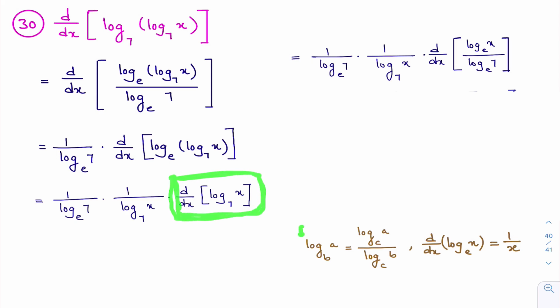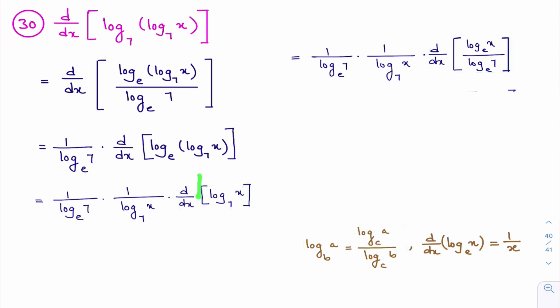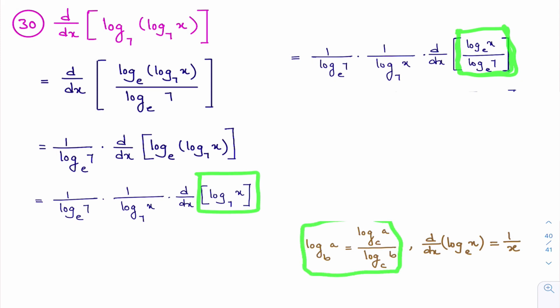So again, I am going to use this formula. I know log a base b can be written as log a base c divided by log b base c. Here log x base 7 I'll write like this. Look here. Log x base e divided by log 7 base e. Try to understand. This log x base 7, I written it as log x base e divided by log 7 base e as per this formula. I hope you are understanding.